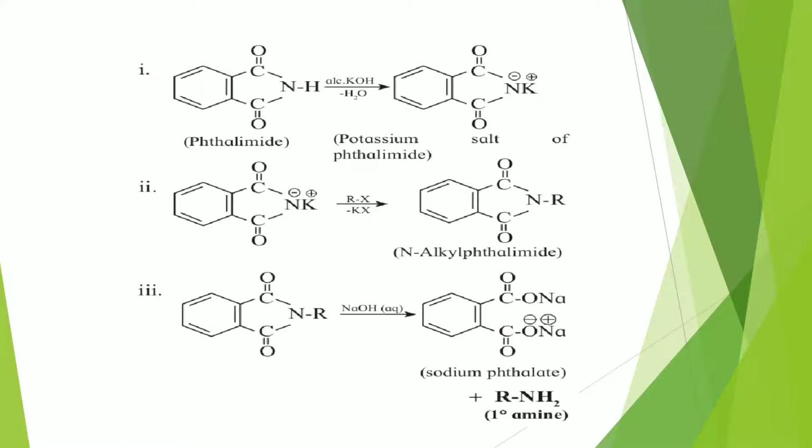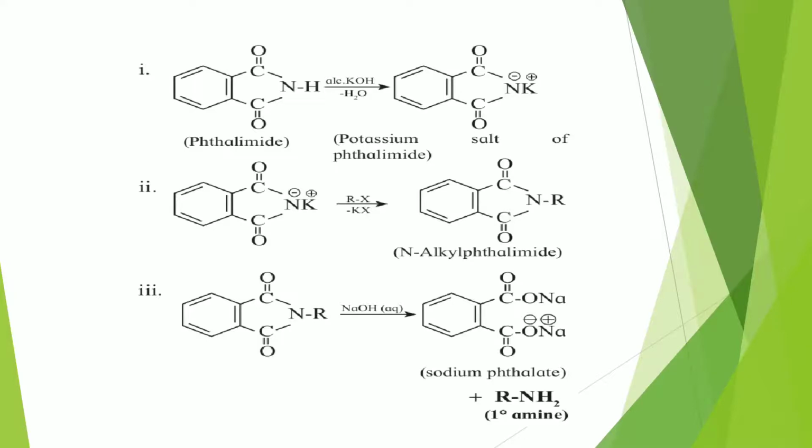So phthalimide will react with alcoholic KOH. There will be loss of water molecule. Alcoholic KOH we can write as K plus OH minus. So OH minus will remove the H plus, there will be loss of water molecule, and there will be formation of salt, that is the potassium salt of phthalimide, C double bond O, N minus K plus.